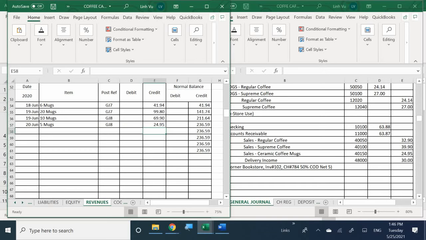Last but not least, we want to get on to delivery income. Okay, hold on. Give a couple seconds in between for everyone else to catch up.